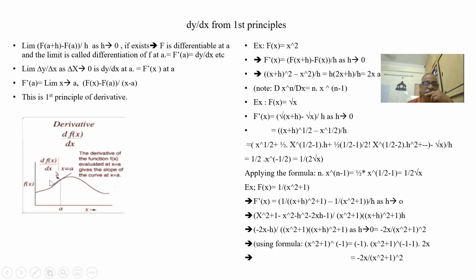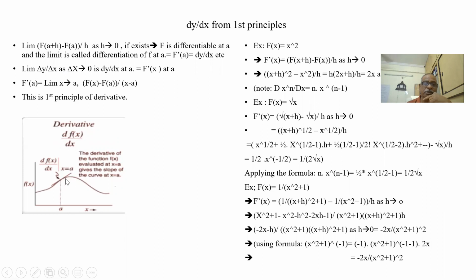But whenever slope is varying, see, this curve slope is varying. Here slope is different. Here is a negative slope. Here is a positive slope. Here is a horizontal line, which is 0. Slope is 0, parallel to x-axis, because there is no change in y with respect to change in x at this point.